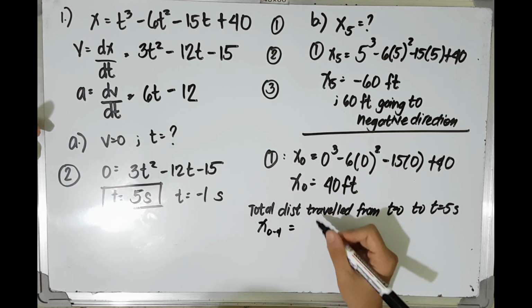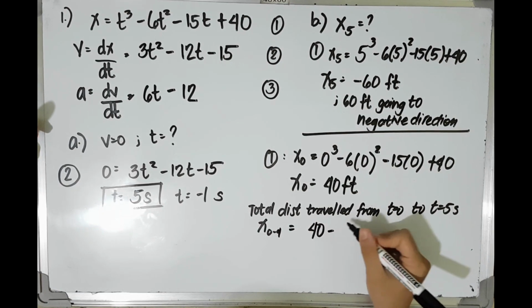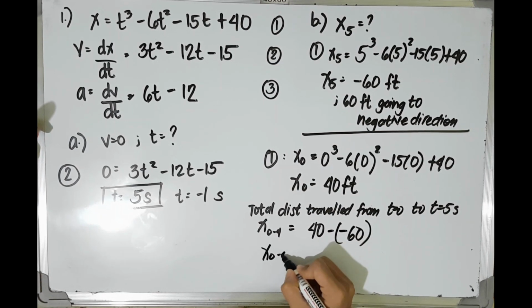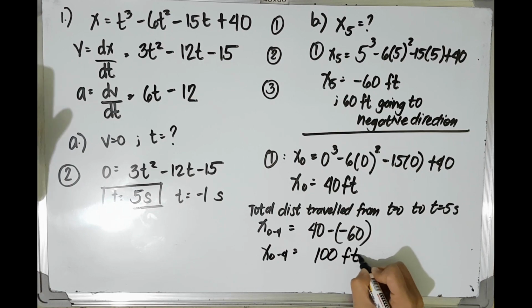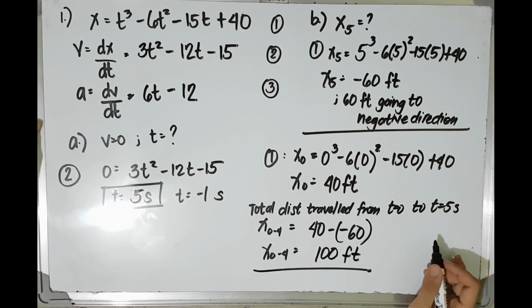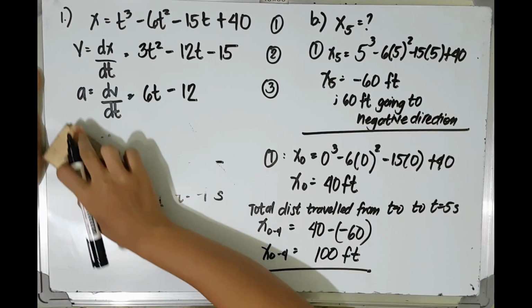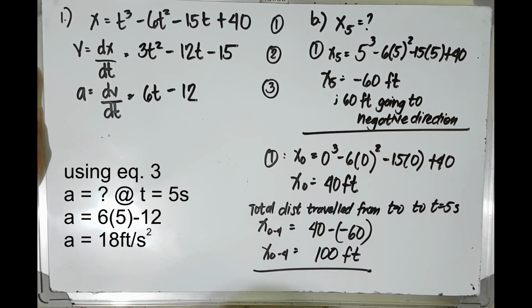is 40 minus negative 60, so it would be equal to 100 feet. So that is the total distance traveled from time equal to 0 to time equal to 5 seconds. Next item is the acceleration of the particle at that time. So for the acceleration, we will just substitute t with 5 seconds.